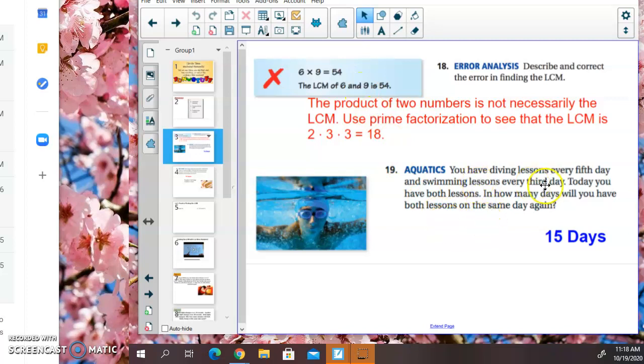Now, question number 19, you have diving lessons every 5th day and swimming lessons every 3rd day. Today you have both lessons, and how many days will it be until you have both lessons on the same day again? Well, when you use the ladder method and you put 5 and 3 in there, you'll find that there is no number that you can divide out of either 5 or 3. And when that happens, that means you just multiply 5 times 3 and you'll get your least common multiple is 15.